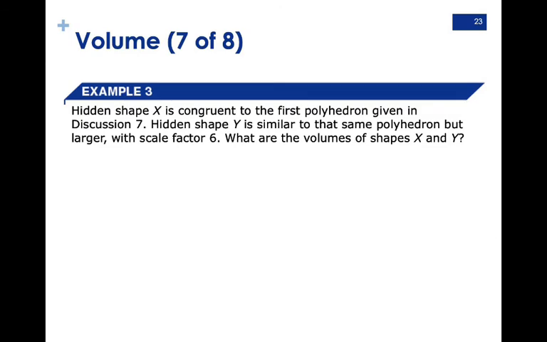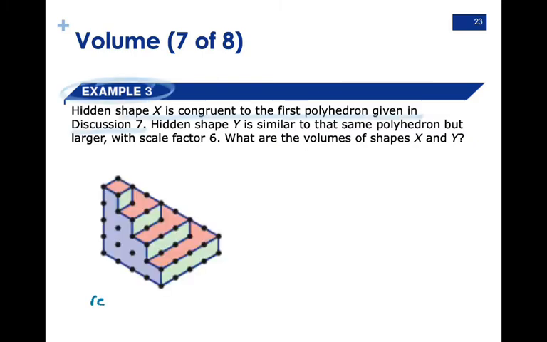So let's try this out with this example here. They're saying hidden shapes here, and it's referring to the one in discussion 7, so I went ahead and just copied it here. Recall this shape from discussion 7. It was 30 cubic units. And there's another shape that is similar to it, but larger, with a scale factor of 6. Now again, I don't want to draw that. I'm going to use my relationships of scale factors.